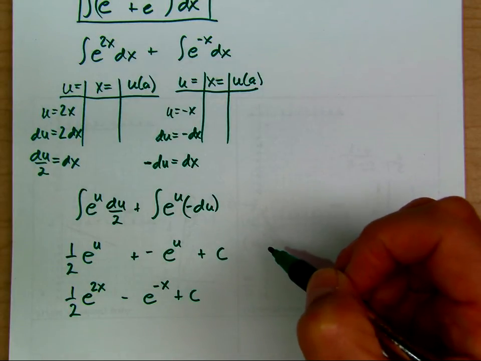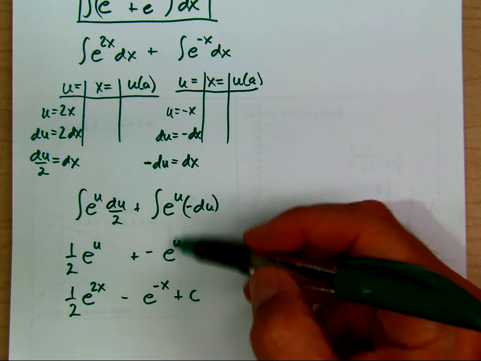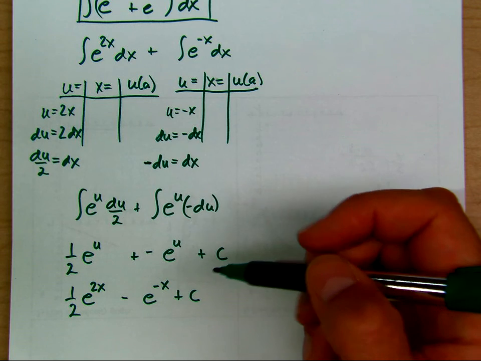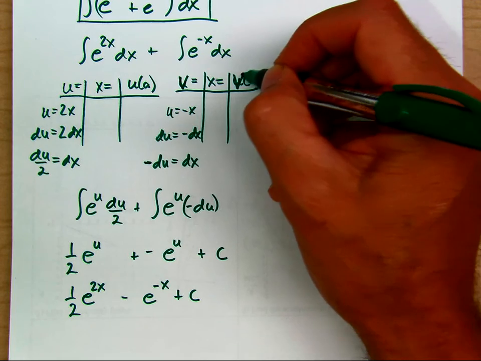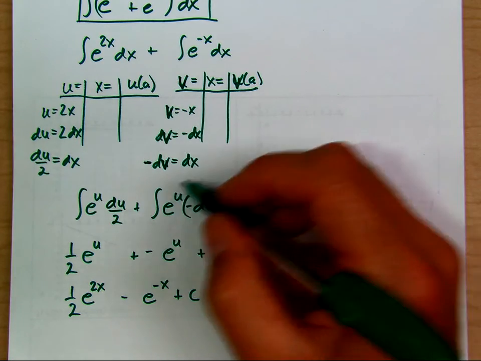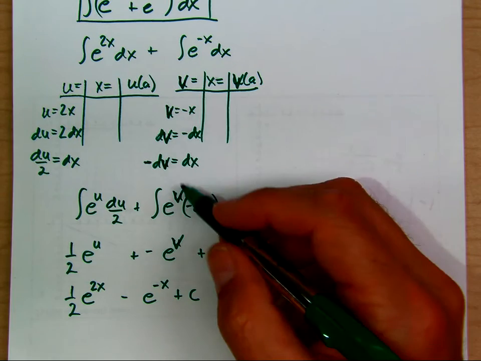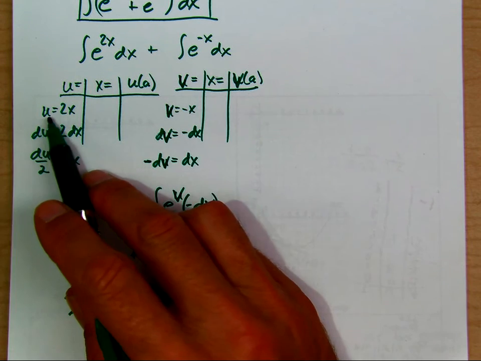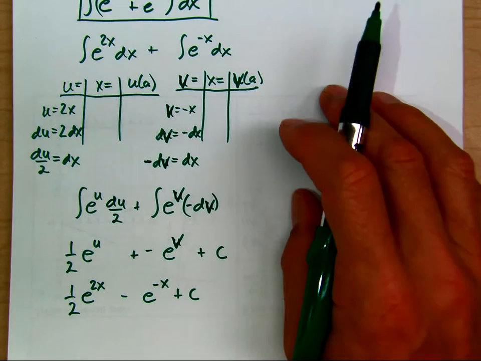We were able to keep track of the u. These u's are different, so maybe to be careful, we would write this as a v. If we're doing two separate substitutions, it's fine if you leave it as a u. But to be careful, maybe make it a v, so you see that v is negative x, because what we were saying is u equals 2x and u equals negative x. Maybe if someone's picky, they'd want to see different variables.